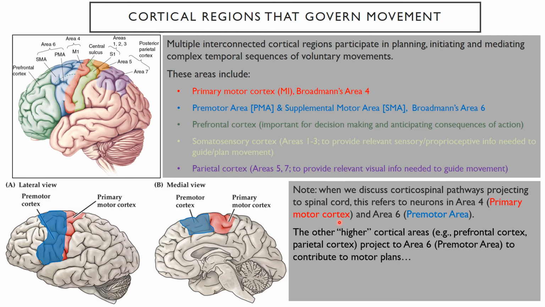So one important point is that when we're discussing corticospinal pathways projecting to the spinal cord, we're referring to the areas in area 4. So that's the primary motor cortex. Premotor area also has a little bit of projection to that as well. The higher cortical areas that help coordinate and plan decision-making around motor inputs, they do not project to the spinal cord.